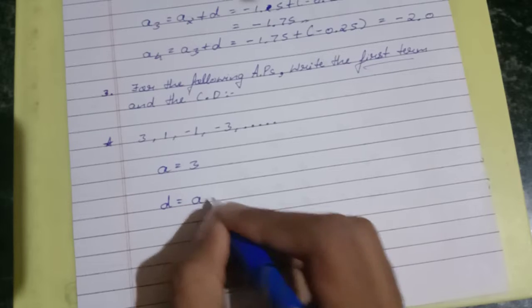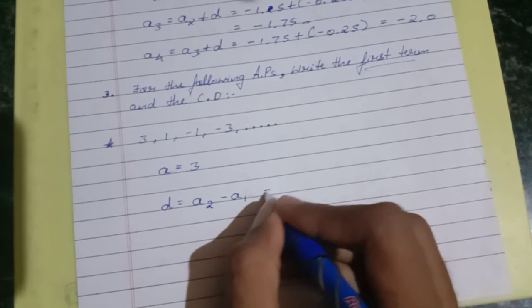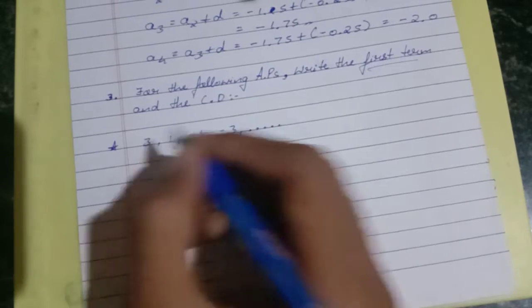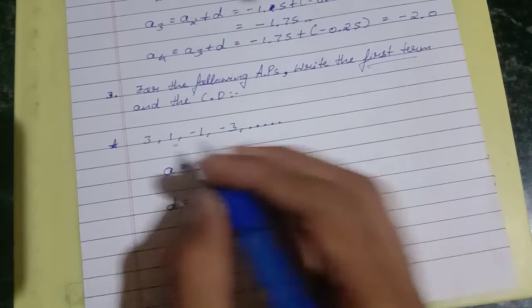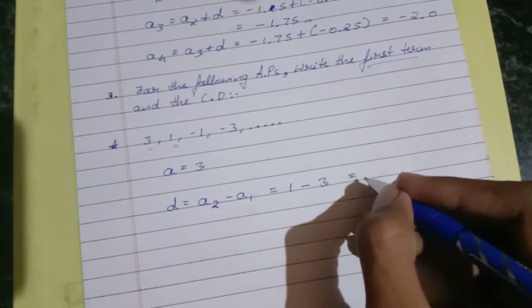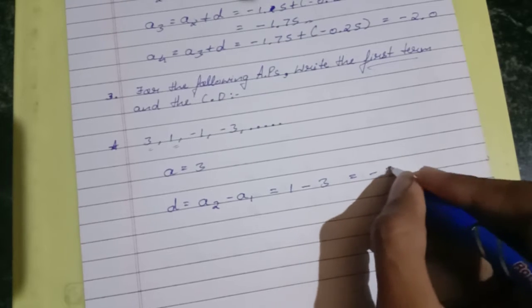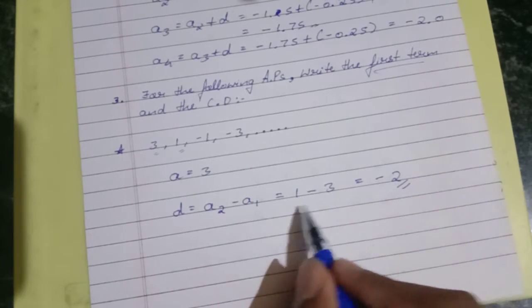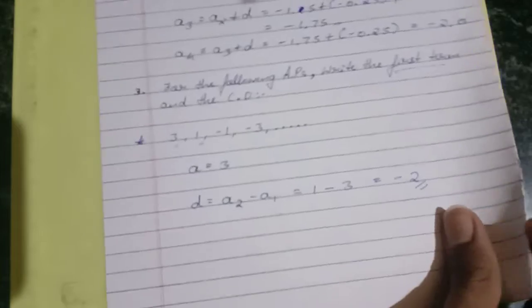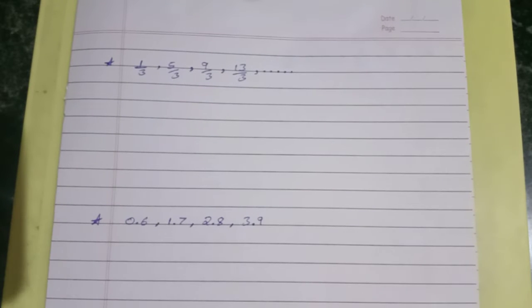And we should find D. D is equal to A2 minus A1. Here A2 is equal to 1 and A1 is equal to 3. Therefore 1 minus 3 is equal to minus 2. So the answer is minus 2. D is minus 2. Now let us go to the second sum of the third one.